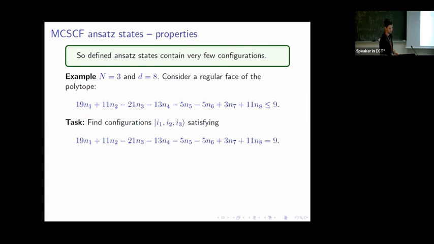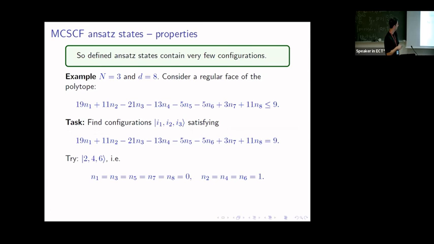But now we want to find the ansatz state that corresponds to this phase. So the procedure that I just showed you said that we have to find the hyperplane that contains this phase. So it means we change this inequality into equality, and now we want to find all the configurations that lie on this hyperplane. So we want to find all the configurations that satisfy this equality.